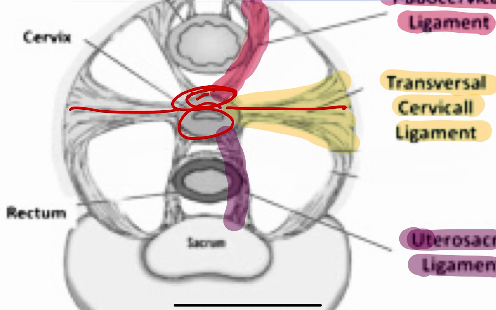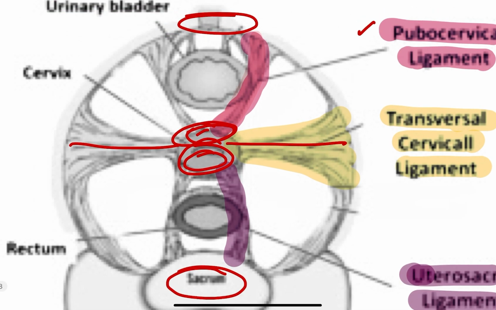And the third ligament is the ligament which is running between the uterus and the sacrum. Here you can see the sacrum, which is situated posteriorly, and this is the uterus. The ligament running between the uterus and the sacrum is called the uterosacral ligament. Is that clear? So basically we have three important ligaments: pubocervical, transverse cervical and uterosacral ligament.